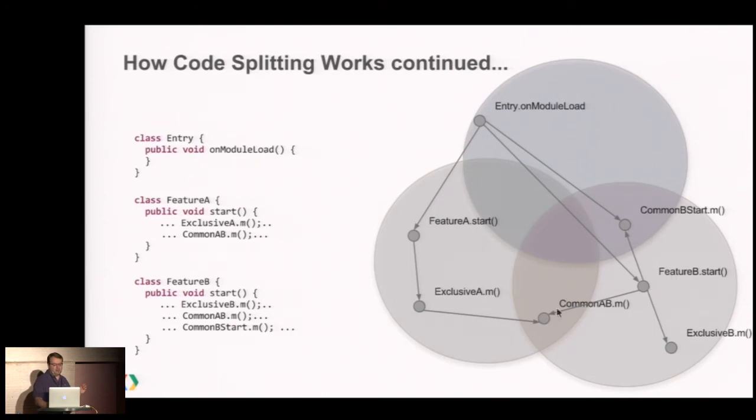But they both refer to this class called common AB, so they both reference it. And so in this Venn diagram, this part right here goes into the leftovers fragment. It's alive in this circle, and it's alive in this circle. And so we take the intersection of those two sets of live code, and we compute the shared code, and we write that out as the shared library.